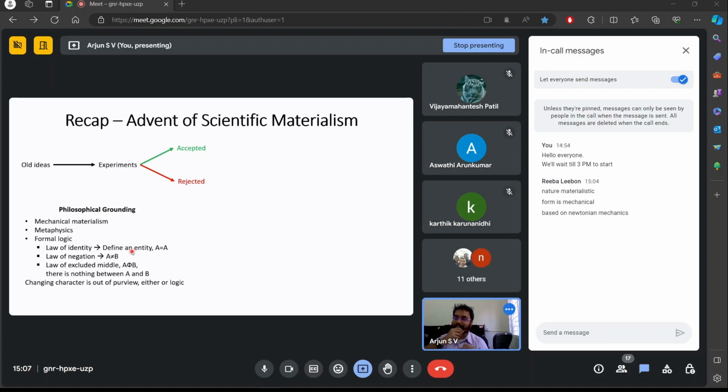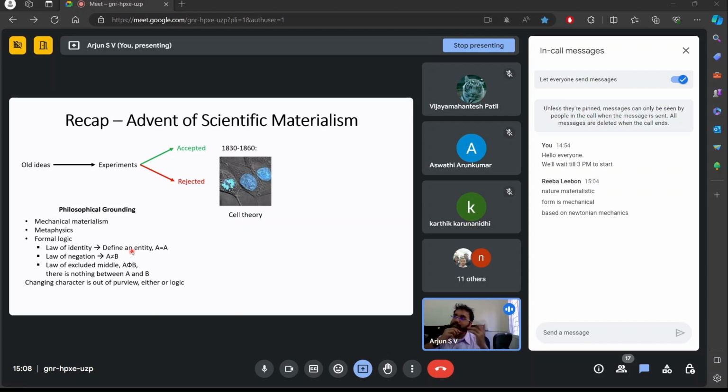And the final law of formal logic is the law of excluded middle. It's almost combining the law of identity and the law of negation. The law of excluded middle says that there is nothing between A and B. If we consider a tree and a sapling, or a tree and a shrub, there is no such entity which can be considered as both a tree and a shrub. So these three pillars, mechanical materialism, metaphysics and formal logic, constituted the early forms of modern science. Whatever scientific experiments were done were followed using these three pillars.